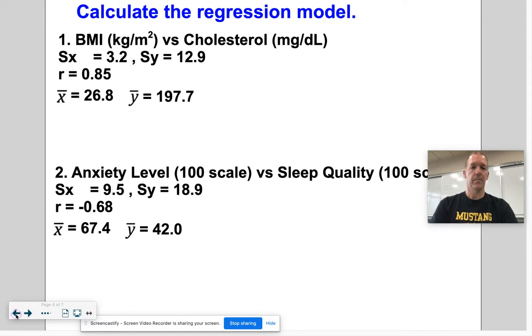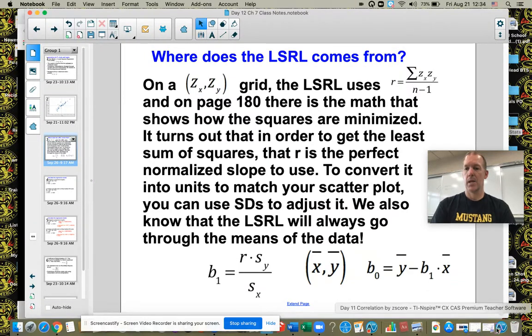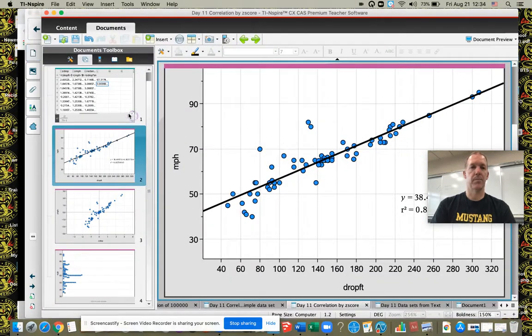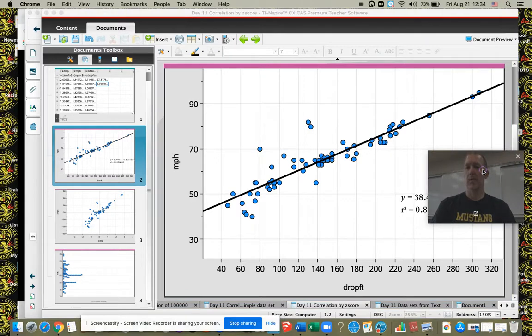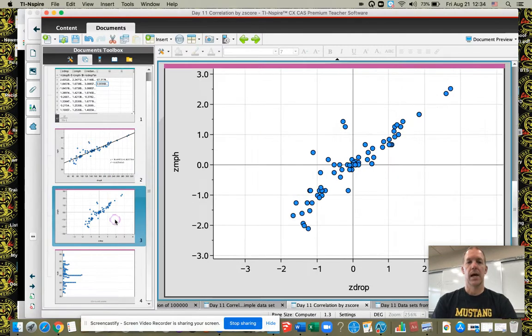Let me go back though, before we do that problem, let me go to my TI Inspire, and let's look at an example of a problem. This is the data we've looked at before, with the roller coaster drop in feet, and then the speed of the roller coaster in miles per hour. We've used this a couple times now in a couple videos, but I use this to explain regression and stuff as well.